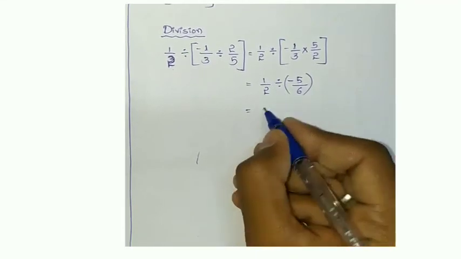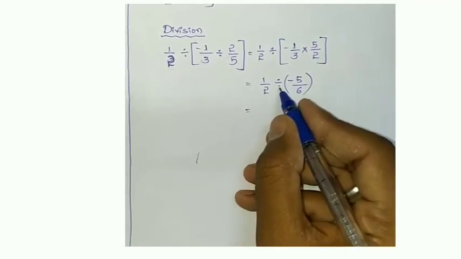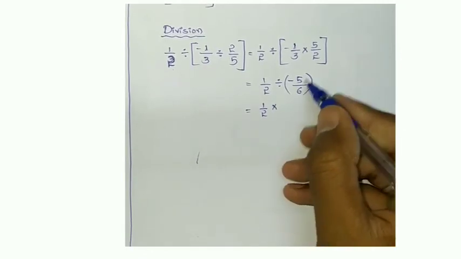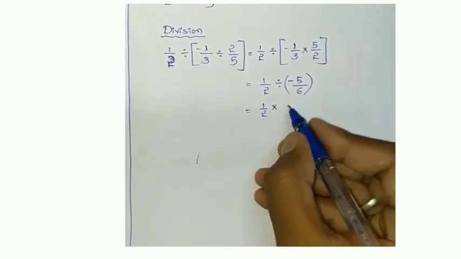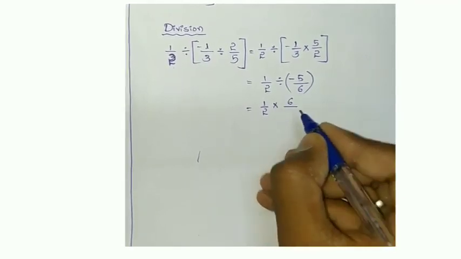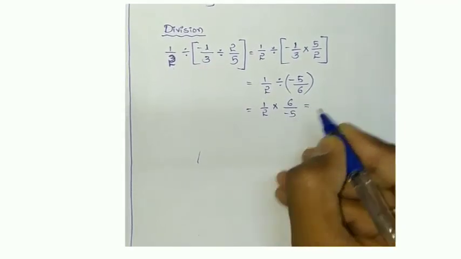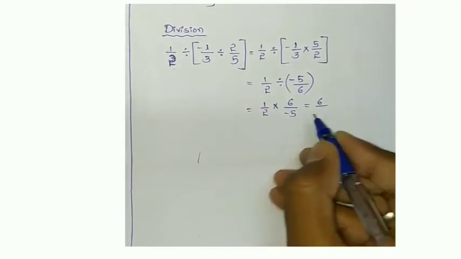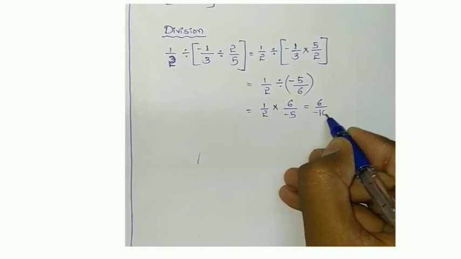Again for the second division, 1 by 2, interchange the reciprocal, the denominator and numerator. So here we will get 6 by minus 5. So multiply it: 1 into 6 is 6, 2 5 is minus 10.